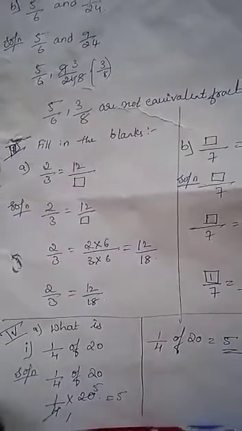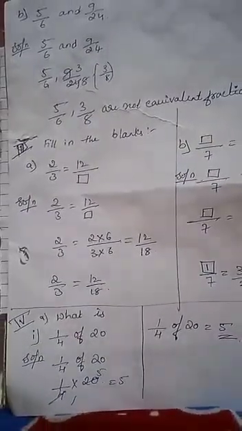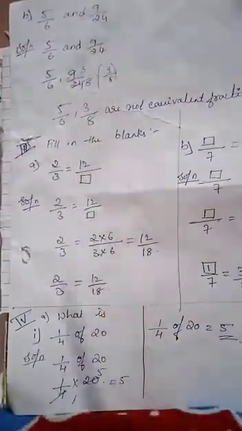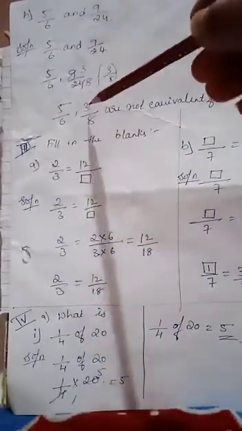Now we will go to the next problem. 5 by 6 and 9 by 24. We write 5 by 6 and 9 by 24 as it is, replacing the 'and' with a comma. Which table are 9 and 24 in? Once again the 3 table: 3 ones are 3, 3 threes are 9, 3 eights are 24. We got 5 by 6 and 3 by 8. This is different. So they are not equivalent fractions. We'll write that they are not equivalent fractions.